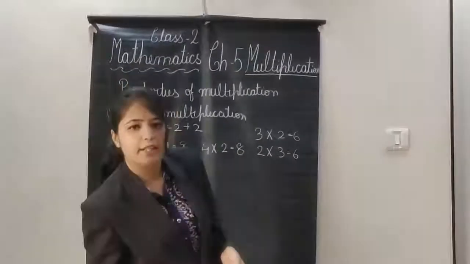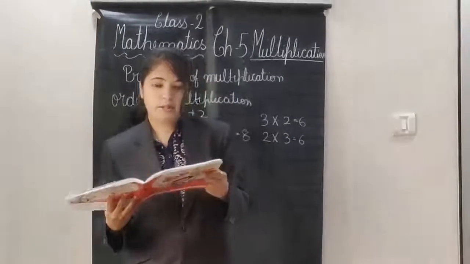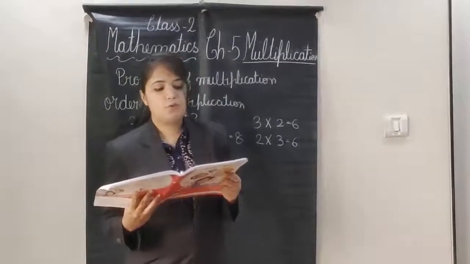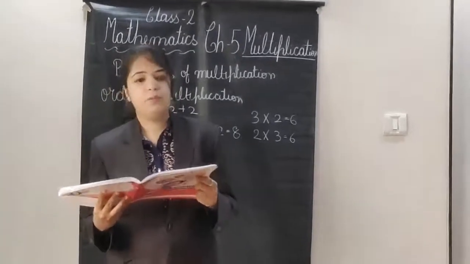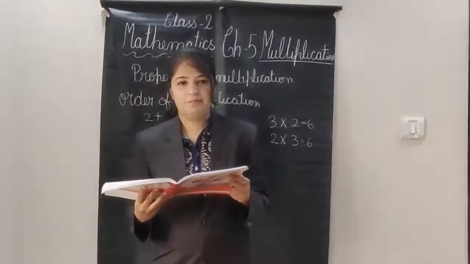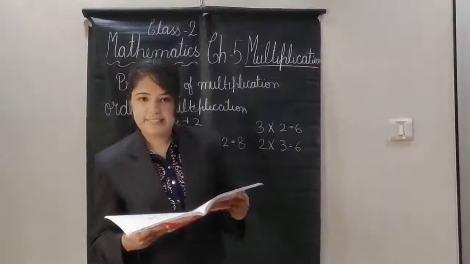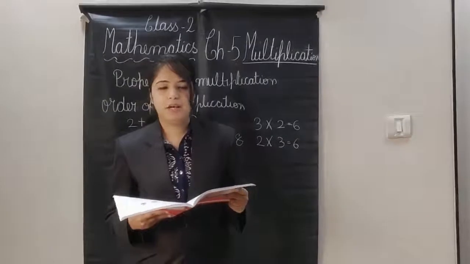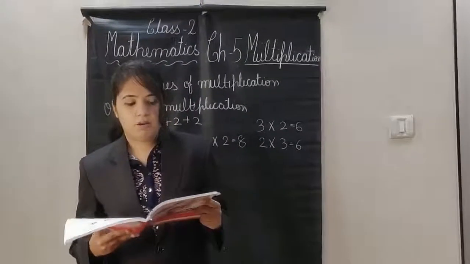Now let's see the example given in the course book, page number 68. Properties of multiplication help us to make our calculation easier and faster. Yes, it is true. Let us learn the properties one by one. In the course book, you have to underline the words easier and faster. Yes, properties make our sums easier and faster, right? So the first property is order of multiplication.